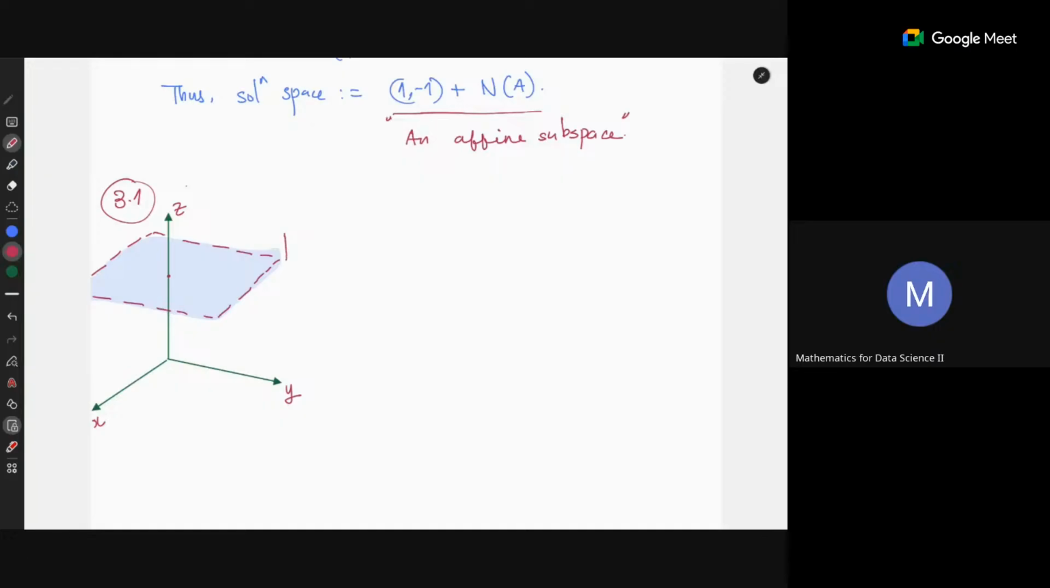So let me call this plane capital P. So what is capital P? Capital P is the set of x, y, 2, where x and y vary in R. Okay. So clearly it is a parallel copy of the XY plane. And how can you express it? You can again think of it as 0, 0, 2 plus the XY plane.